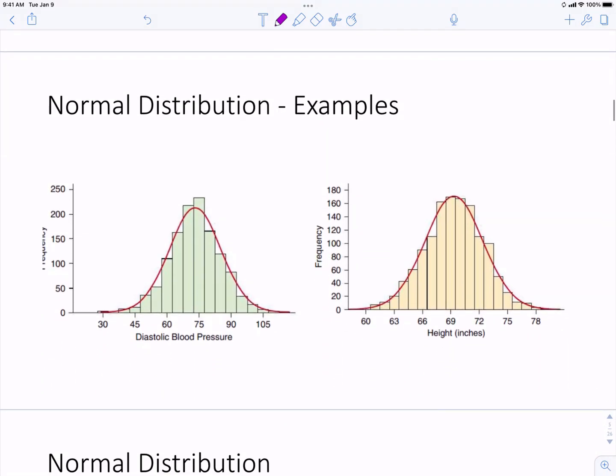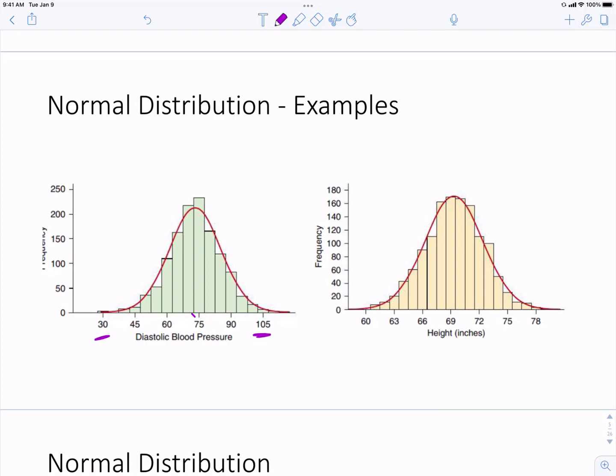So here are some examples of variables that are normally distributed. For example, diastolic blood pressure follows a normal distribution. The mean is somewhere here in the middle, I'd say in the low 70s. And you can see what the shape looks like. We can see that values over 105 and under 30 are quite unusual.